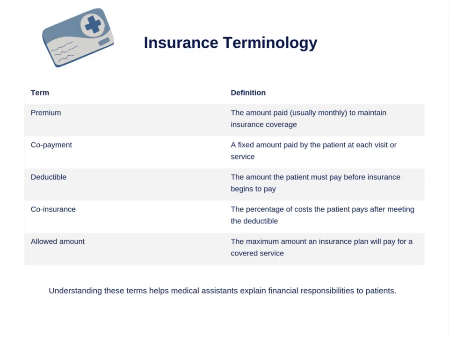So even after the deductible is paid, a lot of insurance also have a co-insurance. That is the percentage of cost the patient pays after meeting the deductible. Oftentimes that's 80-20 or 70-30. So let me explain that a little bit.